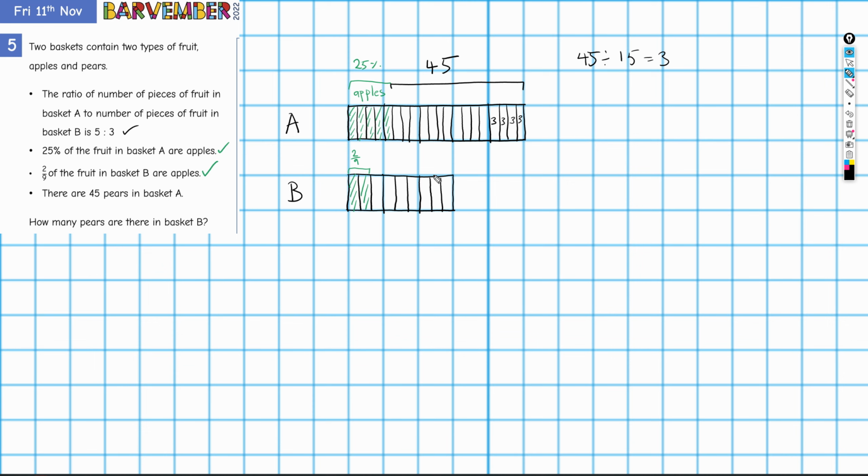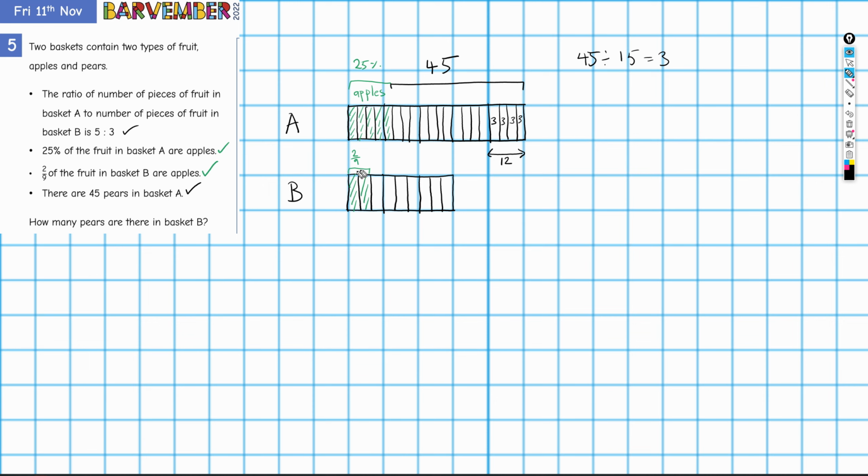Okay. And what is useful to note here is that 4 3s, well, that's 12. That will give us a value of 12 for one of these original parts. So I've dealt with that bit of information, and I've calculated what one of the original parts is worth in terms of fruit, how many pieces of fruit one part represents. And we're asked, how many pears are there in basket B?